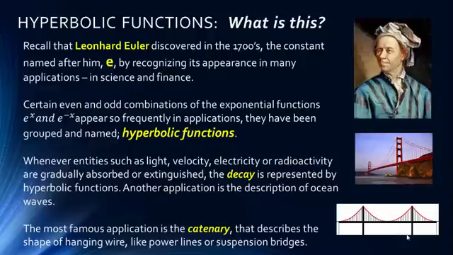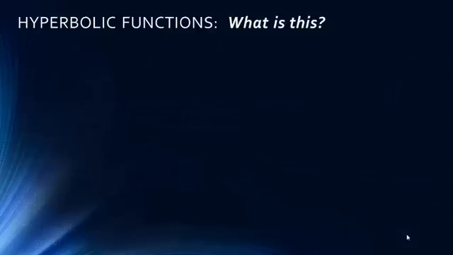The catenary describes the shapes of hanging wire, like power lines or suspension bridges, and this is a pretty important calculation, especially as we joke about engineering students building bridges that we don't want to drive over if they didn't do well in calculus. All right.